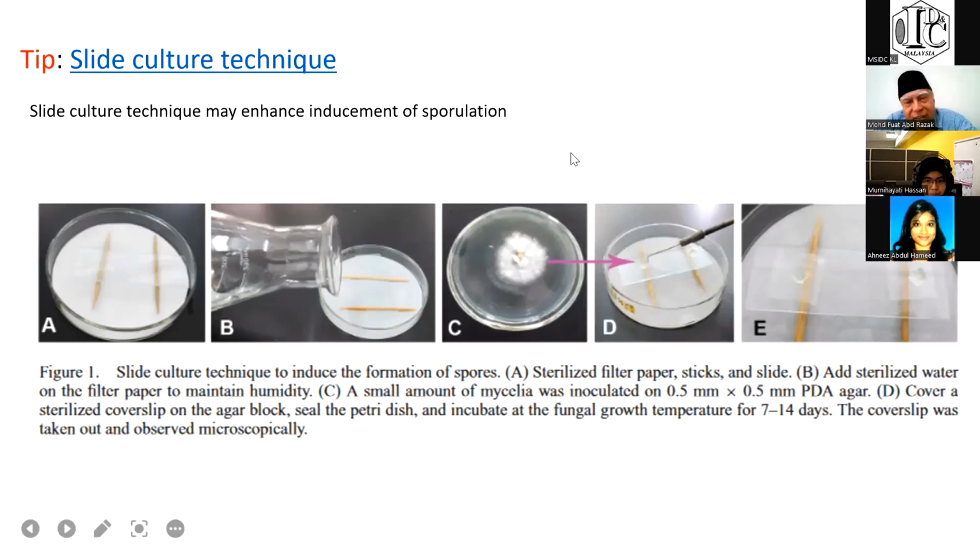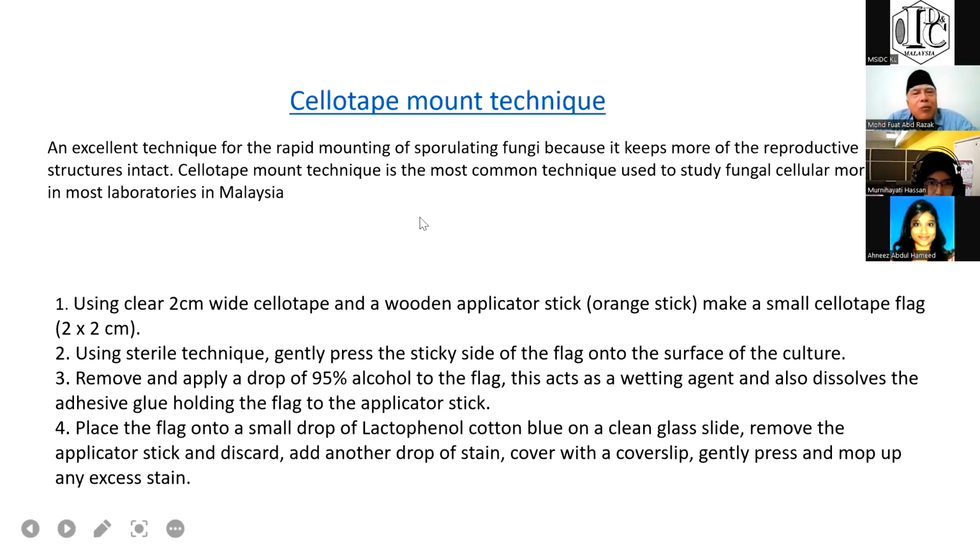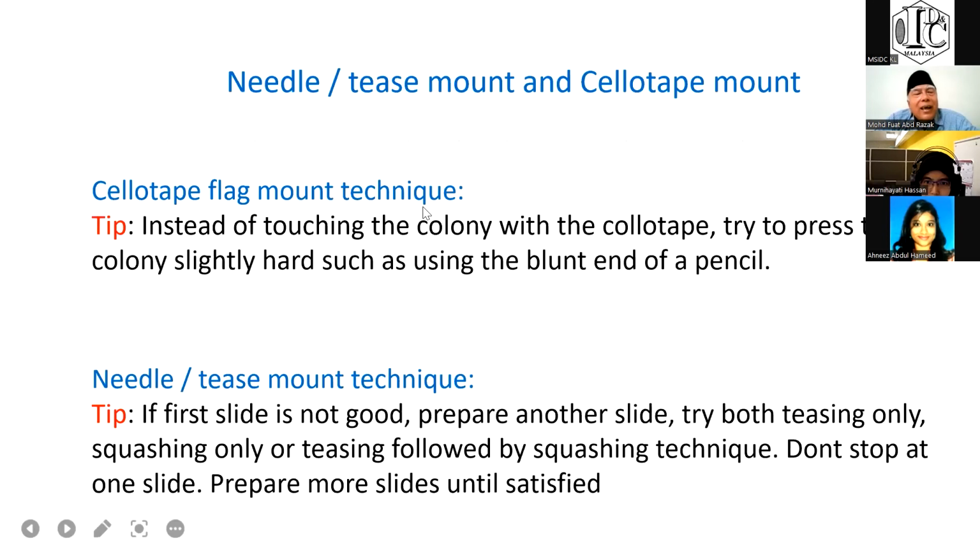Okay, but it's a bit laborious. So we need to see the required essential identification characters. Not only must we be able to see the conidia, but also how the conidia are arranged, where the conidia come from, and the types of conidia-forming cells. Most labs in Malaysia use cellophane tape mount technique. And if they use a tape mount, they can make a better cellophane tape flag mount by pressing the tape on the colony. Not only touch the colony, but press the tape onto the colony. So that will give you a better chance to collect hyphae, not only conidia.